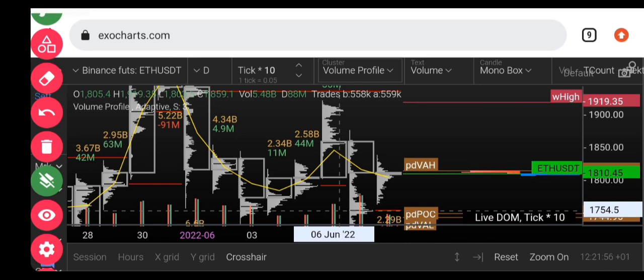Your edge is your trading system. The better your edge, the better your probability of winning, the better your probability of being consistent, the better your probability of being a successful and profitable trader.